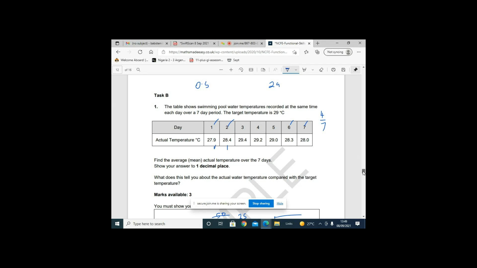Okay, I got confused here. How did you get your 4/7? Can you tell me which temperature is above 0.5? When you say above, that is more than 0.5, and less than 29. This one is above 0.5 and it's not up to 29.